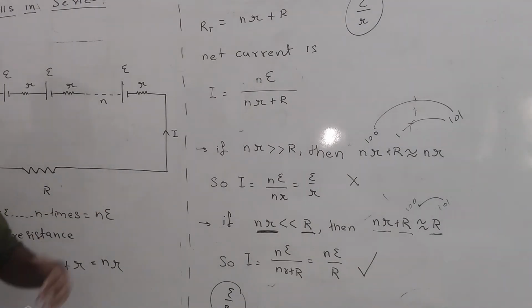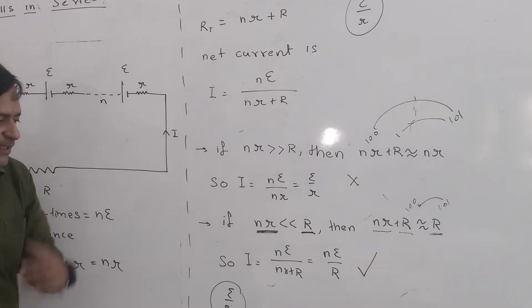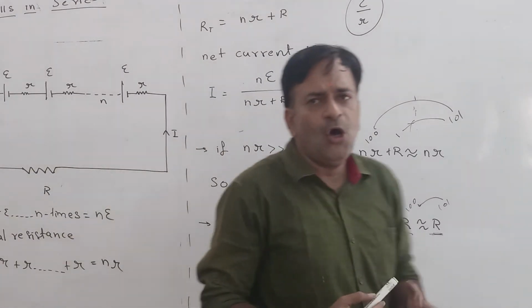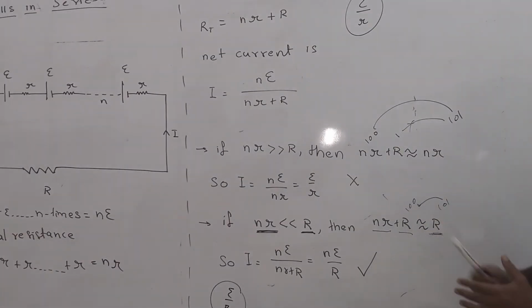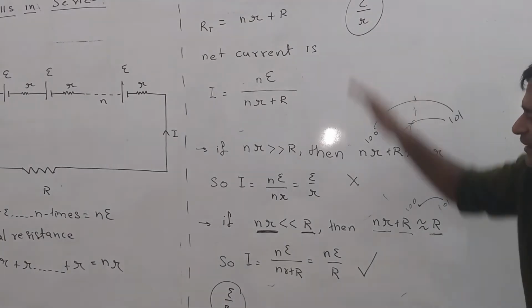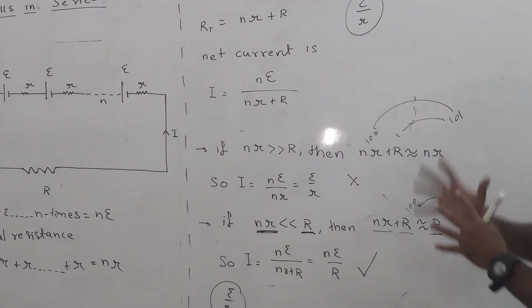There is one more similar derivation in which the cells are supposed to be connected in parallel. That derivation has a very similar treatment to this, and you can do it on your own once you understand what is actually to be done over here.